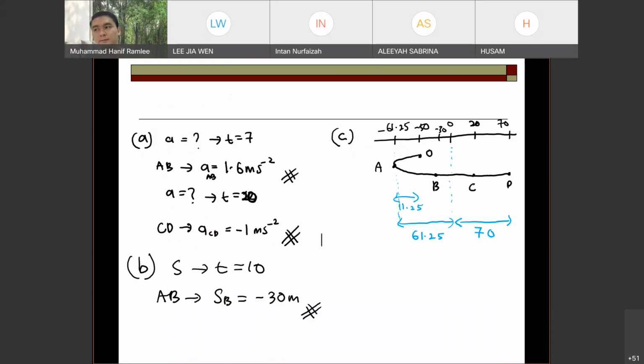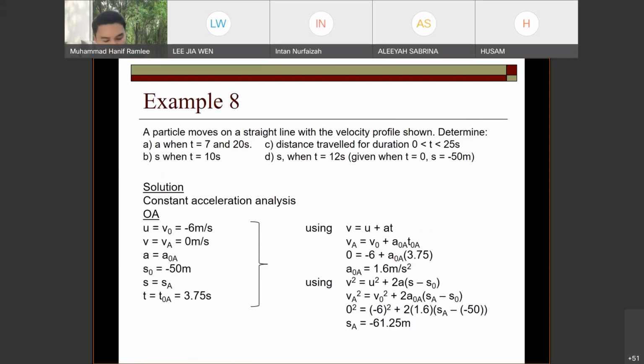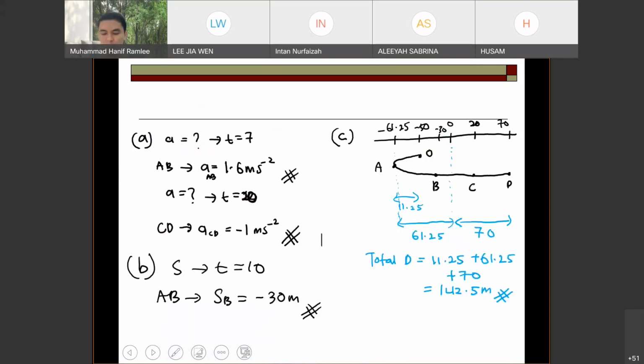Can you help me to add? What is the answer, Junaid? Yes, the answer is 142.5. So you add the total distance: 11.25 plus 61.25 plus 70, and you will get 142.5 meter. Okay, this is the answer for C.